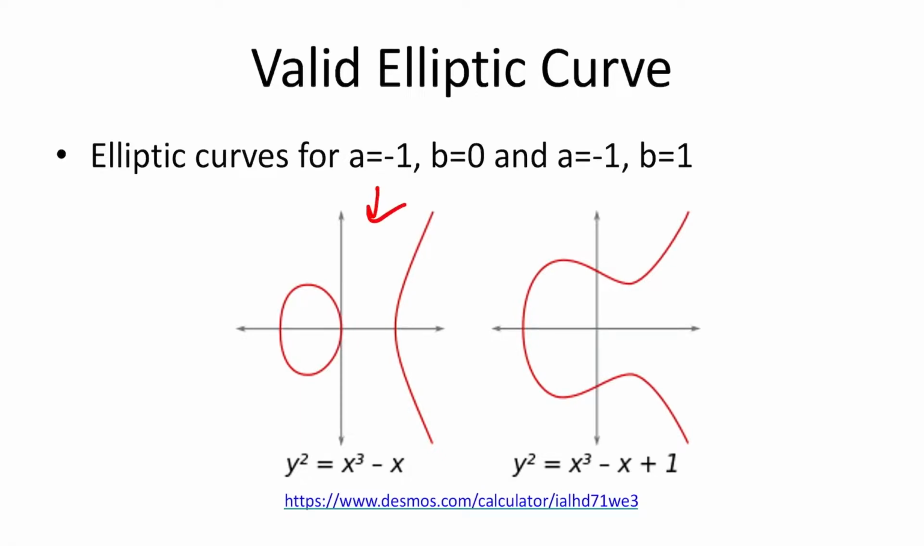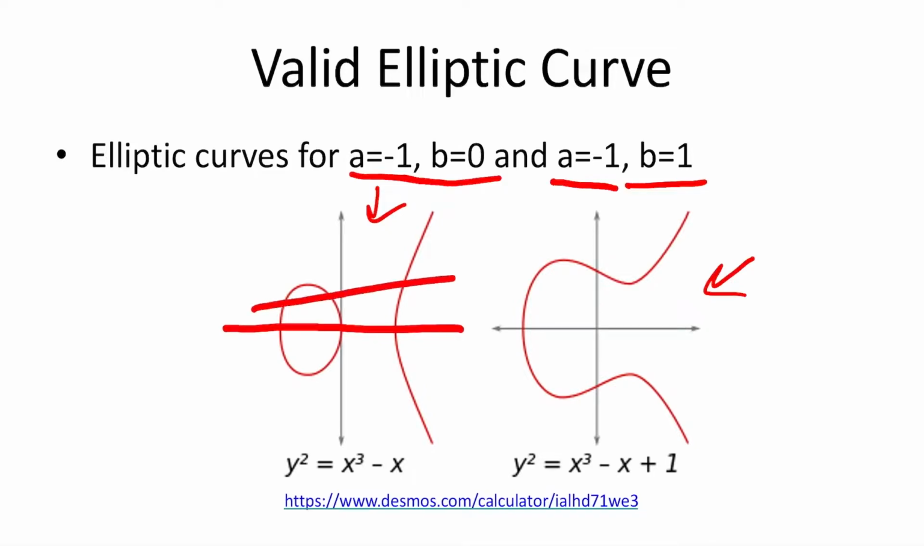And although the shape of this left curve right here with a equal to -1 and b equal to 0 looks different from the curve here on the right, which has a equal to -1 and b equal to 1, it is still a valid curve because it satisfies all the properties that we just talked about. For instance, it is symmetric about the x-axis. Also, if you draw a line through the curve, it will intersect it at a maximum of 3 points.